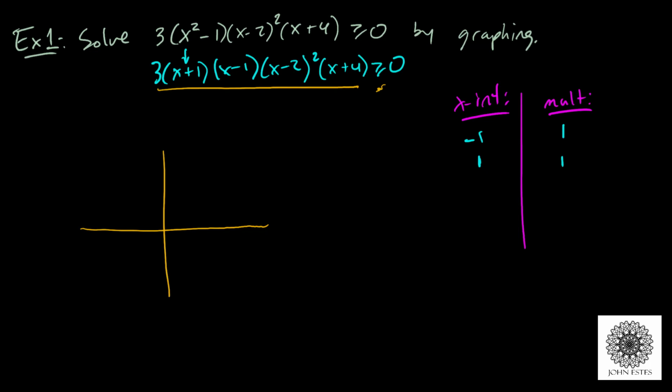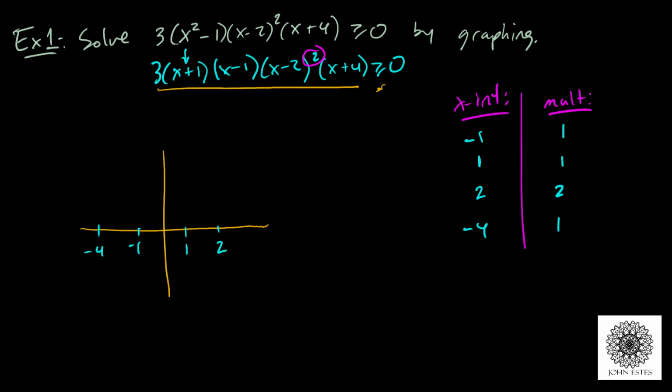X minus 2 gives me an x-intercept of 2, but because of this squared exponent here, that means I have a multiplicity 2 at x minus 2. And then finally I have negative 4 with a multiplicity of 1. So I'm going to mark these 4 spots on my x-axis. I have negative 4 here, negative 1, positive 1, and positive 2. So there I have my intercepts and my multiplicity.